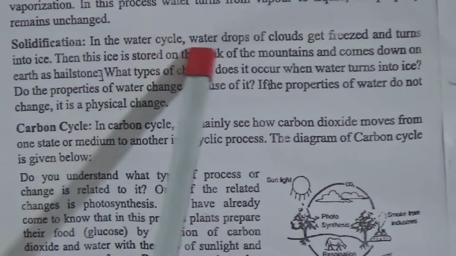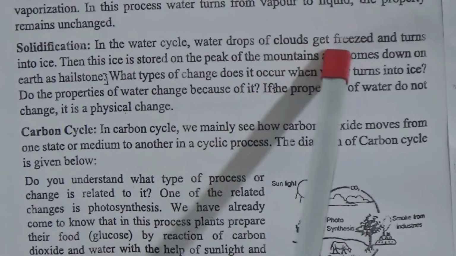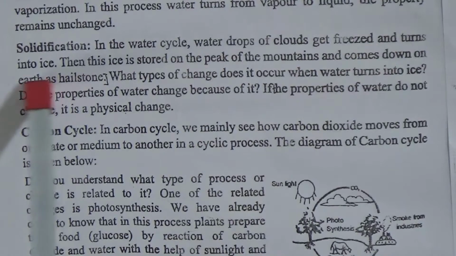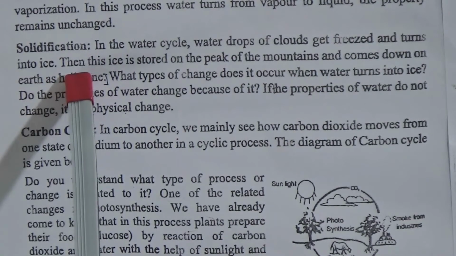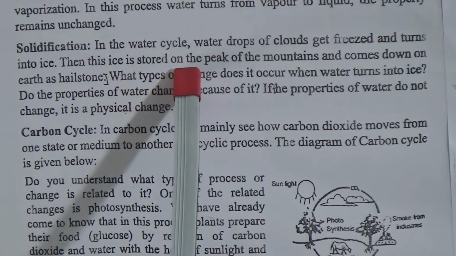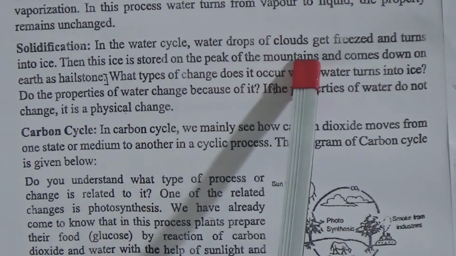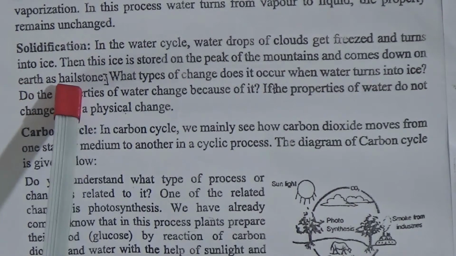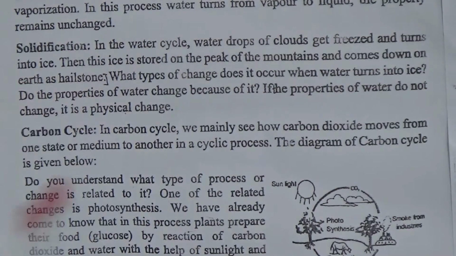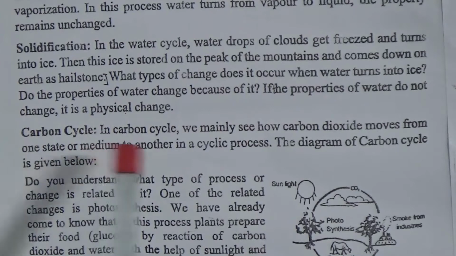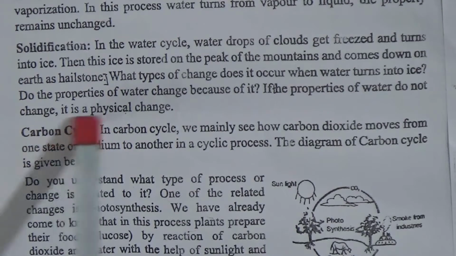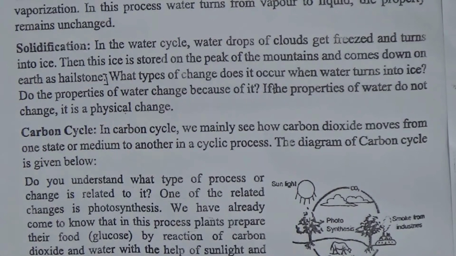Now solidification. In the water cycle, water drops of clouds get frozen and turn into ice. Then this ice is stored on the peak of mountains and comes down on earth as hailstones. In this case, the properties of water do not change, and it is a physical change also.